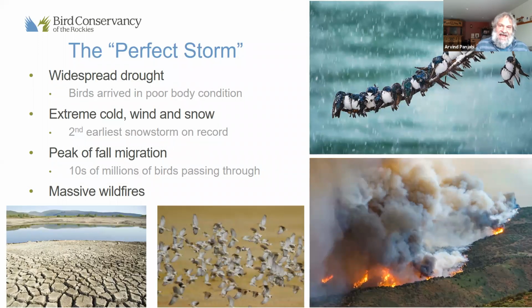So what it seems like we had was really the perfect storm. We had widespread drought over the region, and so birds likely arrived in poor body condition, and then came with the winds and hit this extreme cold and wind and snow. This was the second earliest snowstorm on record for our region, so highly unusual. And it occurred right during the peak of fall migration. There were certainly tens of millions of birds passing through our area at the time, perhaps hundreds of millions across the broader region. And so that also contributed to this mass mortality that we saw.